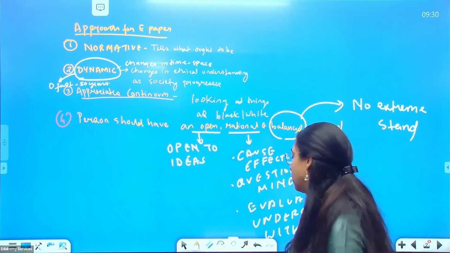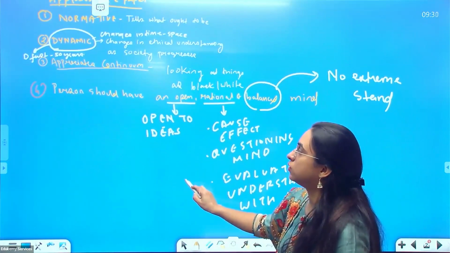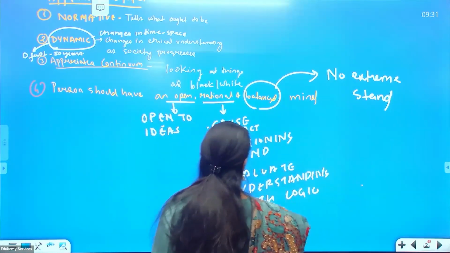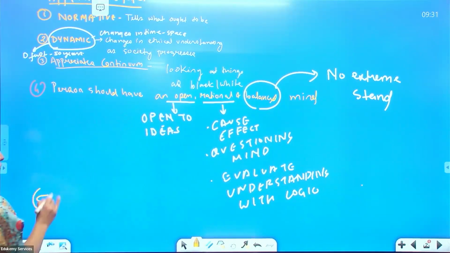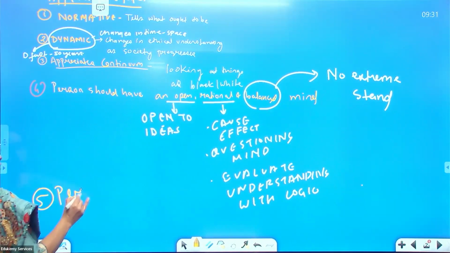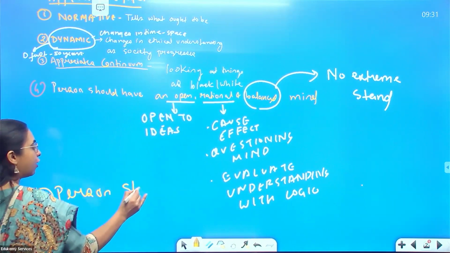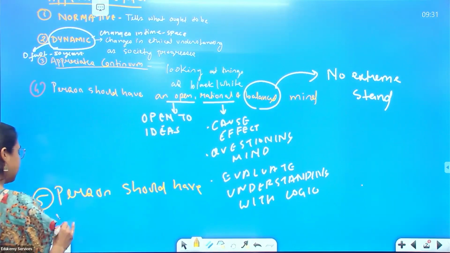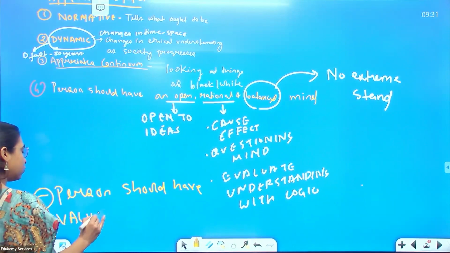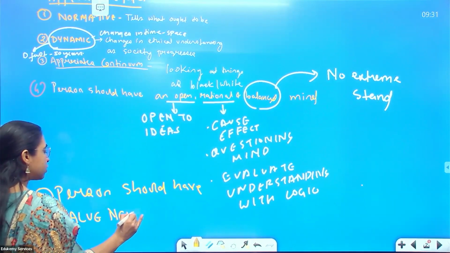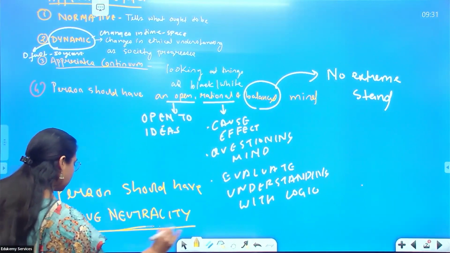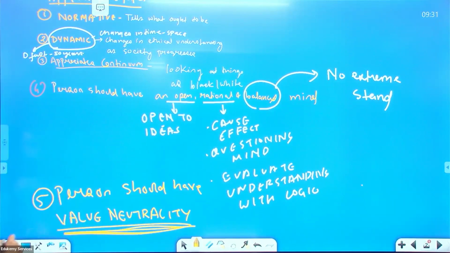ठीक है. Now this paper also needs that a person should have a value neutrality. वैल्यू न्यूट्रलिटी का क्या मतलब है?